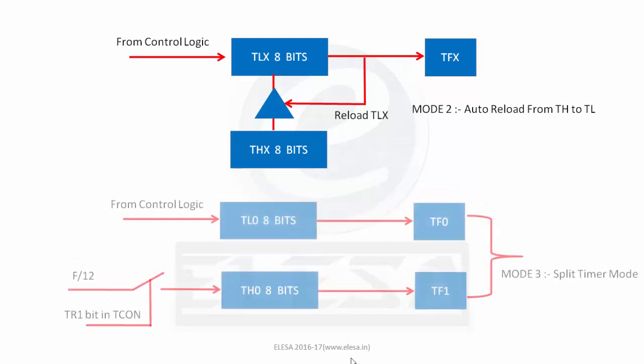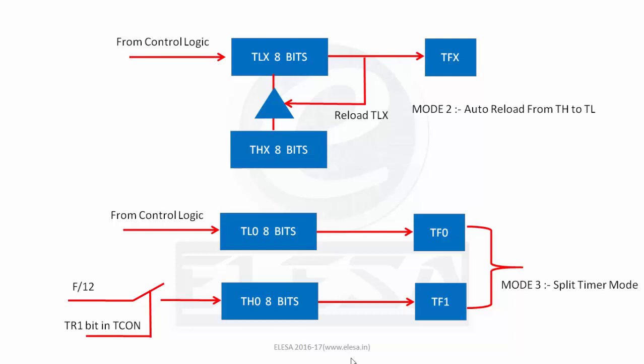In mode 3, that is whenever M1 and M0 are set, that is 1 1, we get the split timer mode for timer registers. Here the designers have used both the flags with timer 0 registers, thereby using it to the full capability. The timer 0 overflow flag is used with the lower register of timer 0, and the timer 1 overflow flag is used with the higher register of timer 0.